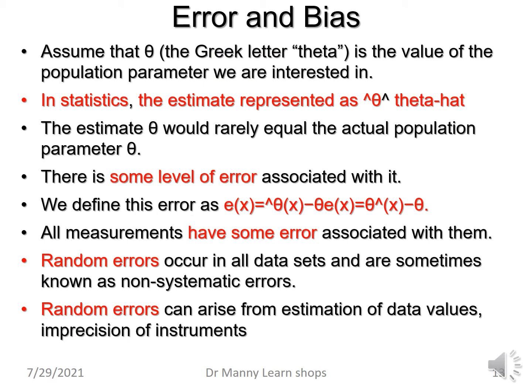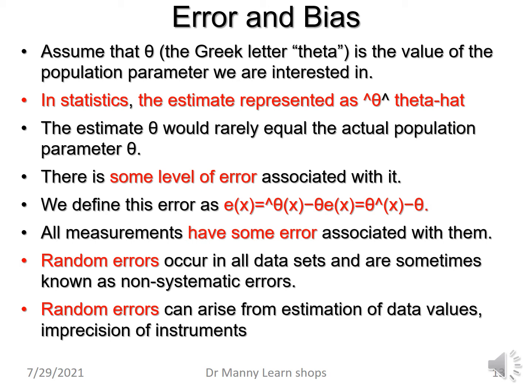You have to consider error and bias. Assume that theta, the Greek letter, is the value of the population parameter that we're interested in. In statistics, the estimate is represented by theta. The estimate theta would rarely equal the actual population parameter theta. There is some level of error associated with it. So we define this error as the following formula.